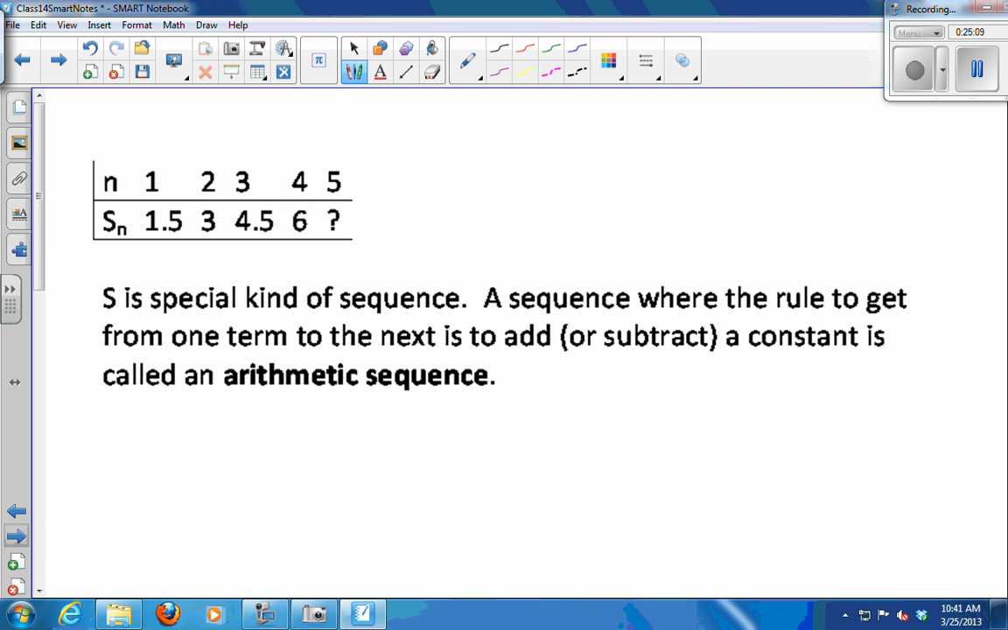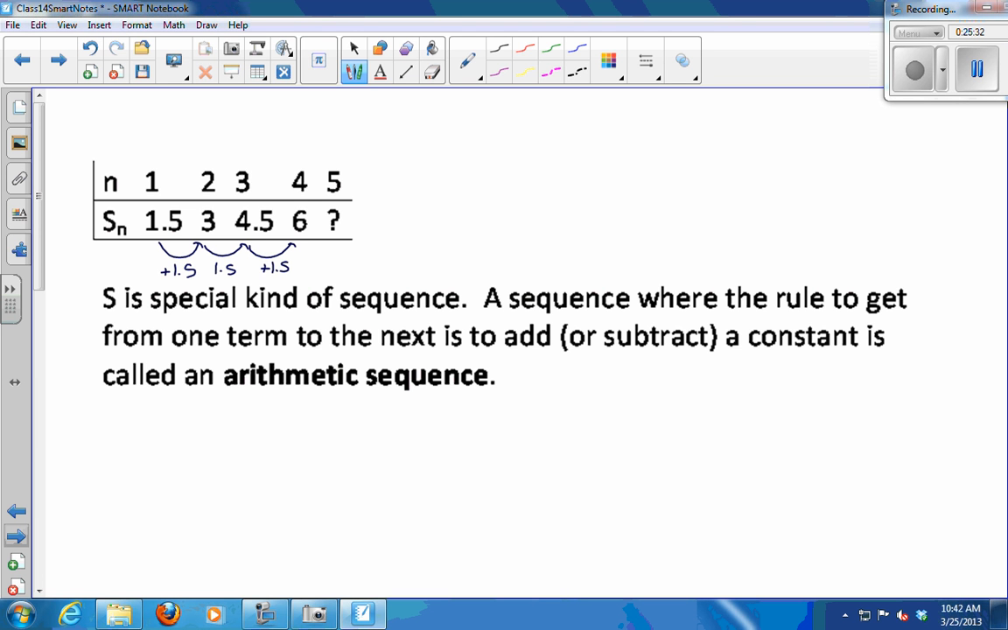Okay, so this is a special kind of sequence. A sequence where the rule to get from one term to the next is to add or subtract a constant. It's called an arithmetic sequence. And this is arithmetic because to get from one term to the next, I'm always adding the same number, 1.5.